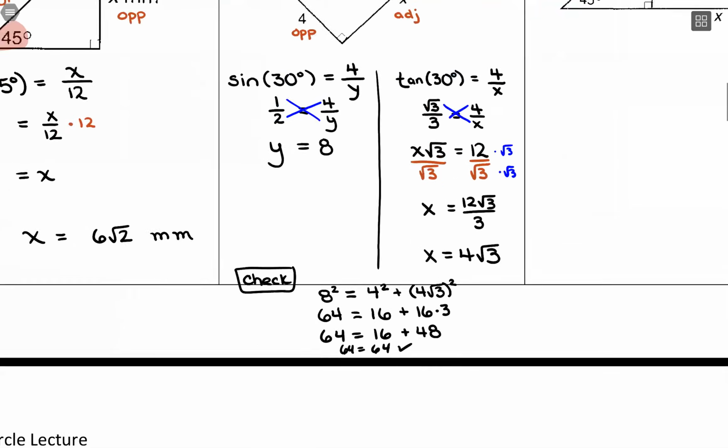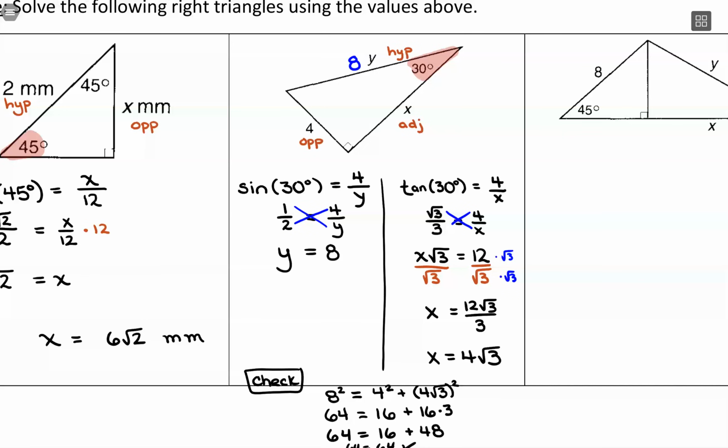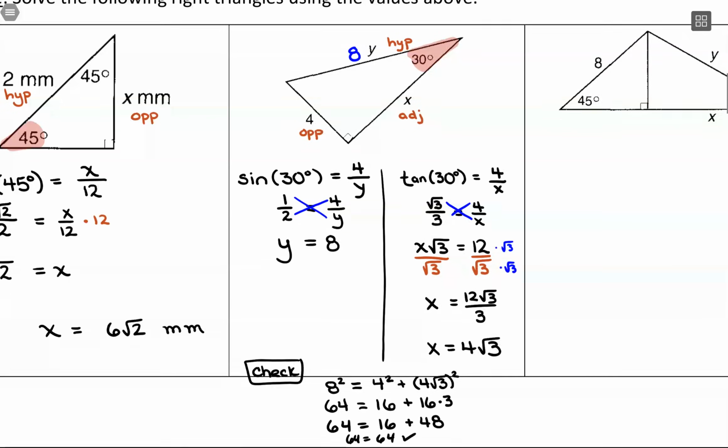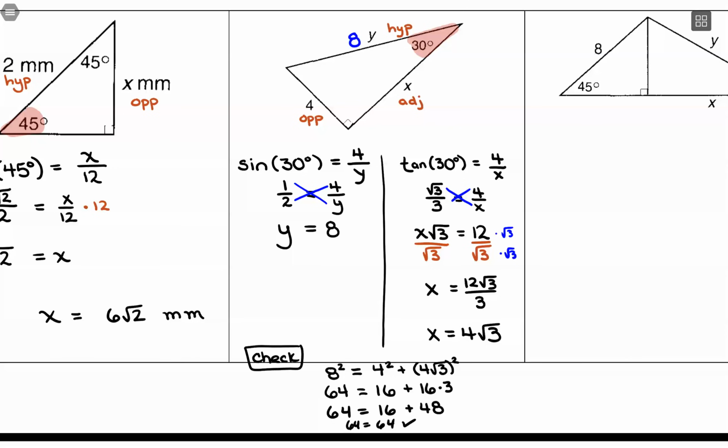So you can check your answer with these exact forms. If at any point you have to use a rounded decimal, just know that that might throw the check off a little bit. But with these exact values, you should get it to balance out.